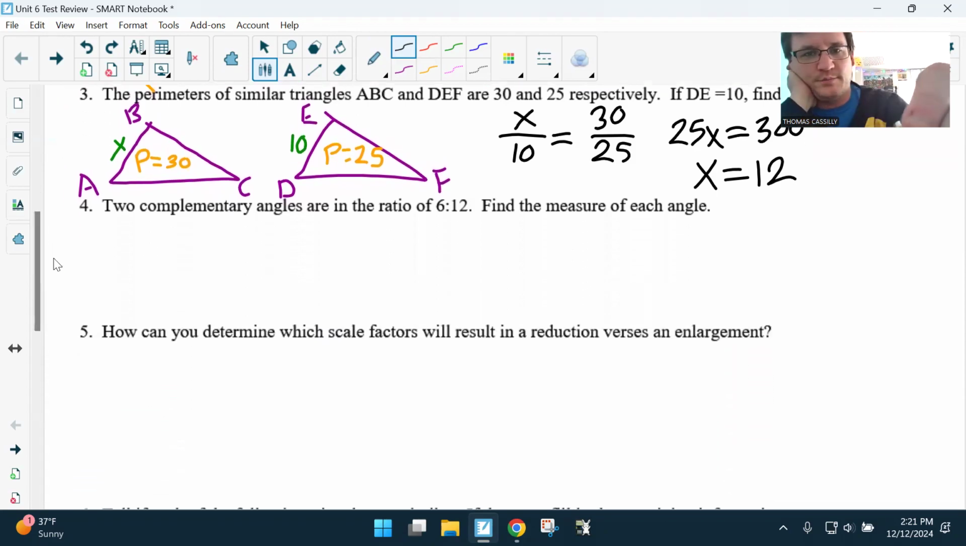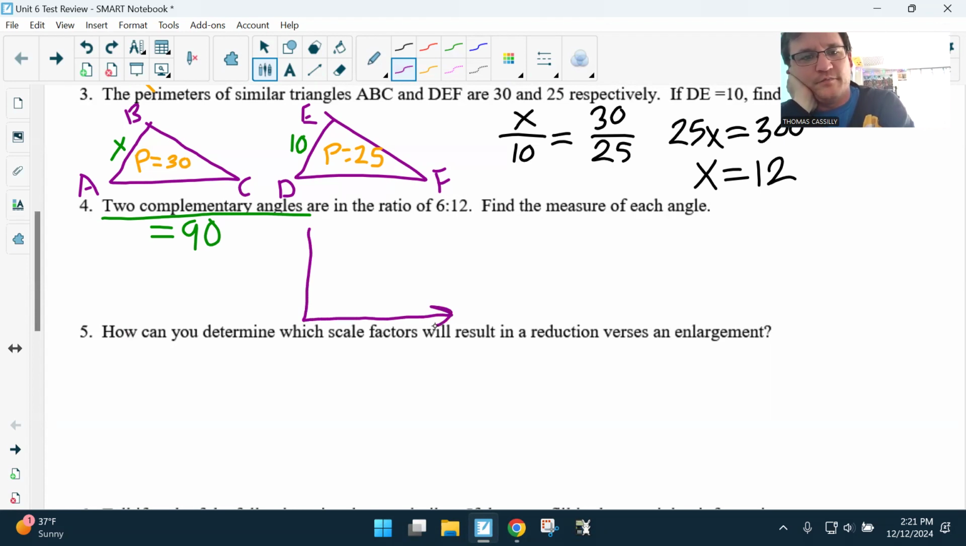The next one, complementary angles, a unit 2 throwback to complementary angles. What does that mean? That means they equal 90 degrees. So here's what I'm going to do. I'm going to draw a picture that represents a 90-degree angle. All right, so that's what a 90-degree angle looks like. And I know there's two angles, so they have to add up to 90. So I'm just going to split this down the middle into two kind of separate angles.